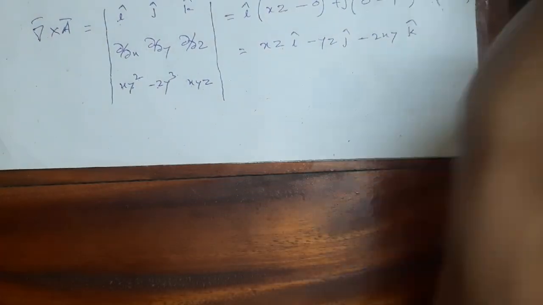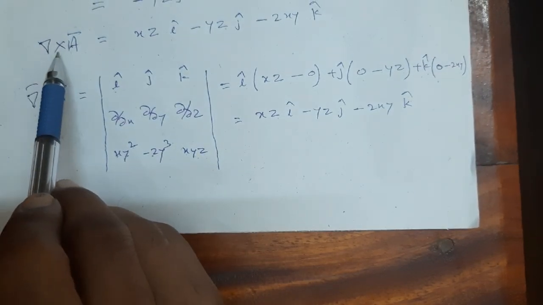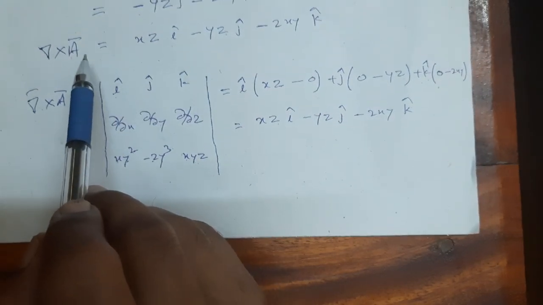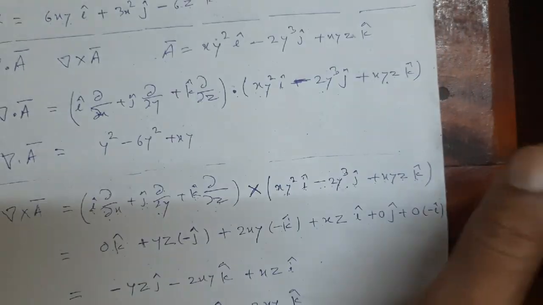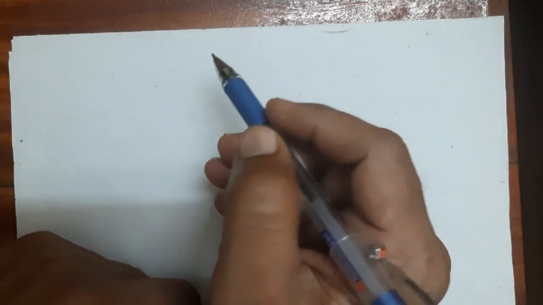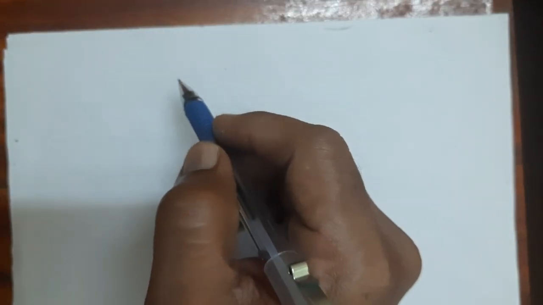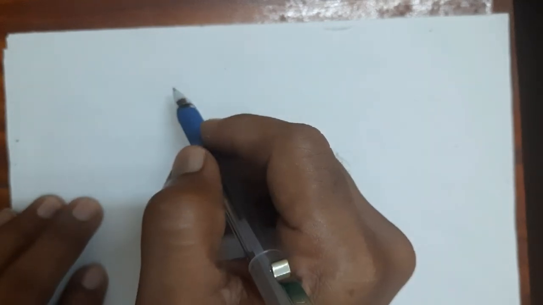And also we are aware of the curl of a vector function, that means del cross A bar, and how to find the curl of a vector function. We have gone through the physical significance of divergence, gradient and curl. Now in this video we will discuss the fundamental theorems for gradient, divergence and curl.